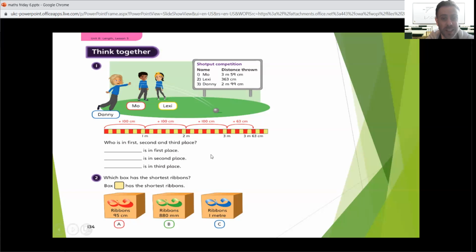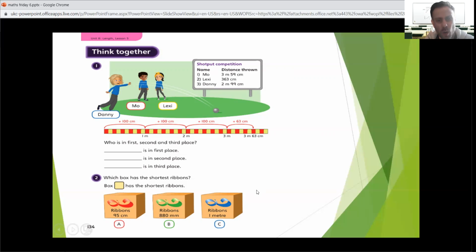Lexi, first place. Second place, the next longest was Mo with 3 meters and 59 centimeters. Another way of saying that could be 359 centimeters, if you wanted. And then third place, not last, third, Danny got 2 meters and 99 centimeters. Another way of saying that, 299 centimeters. Well done. If you got those 3 in the right order, that's what you needed to do.